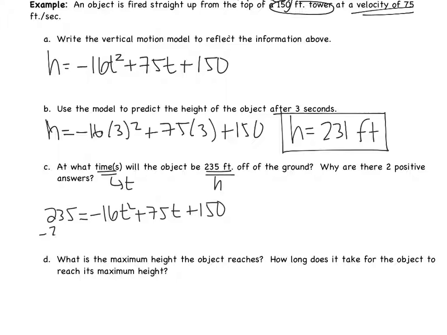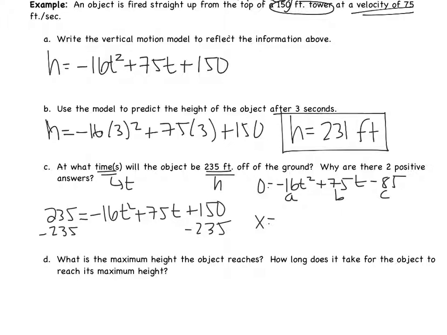So we're going to subtract 235. When we do that, we get 0 equals negative 16t squared, add 75t minus 85. Now remember, you can only do the quadratic formula when your equation is set equal to 0, which is why we had to subtract the 235. Now in this case, our A is negative 16, our B is 75, and our C is negative 85.